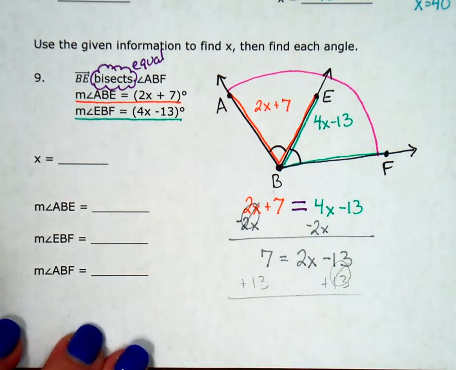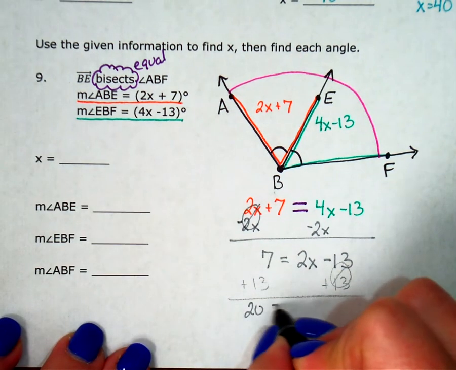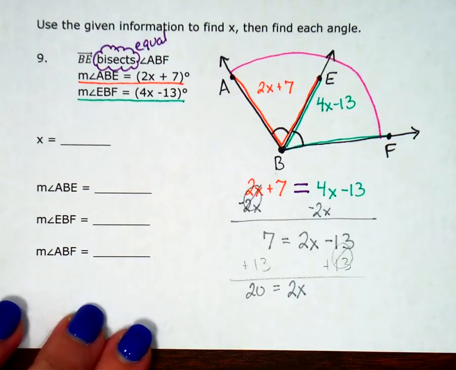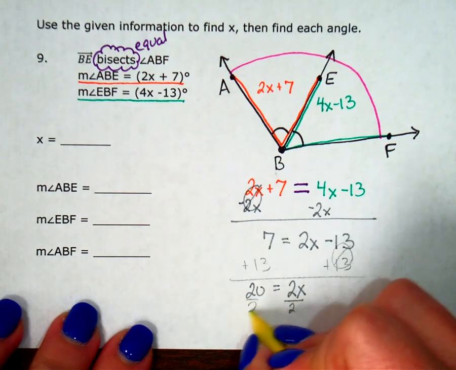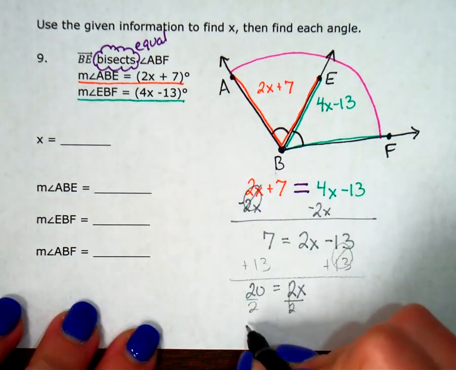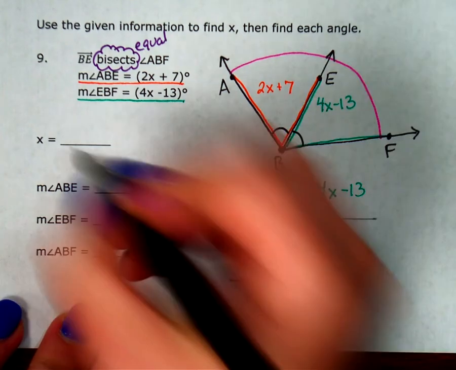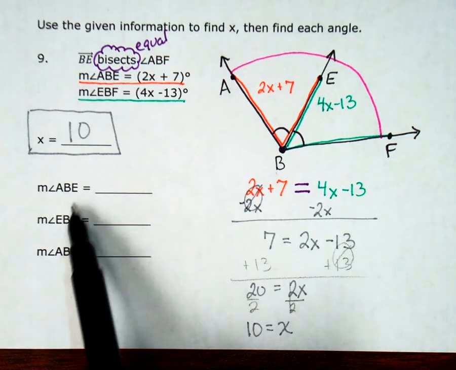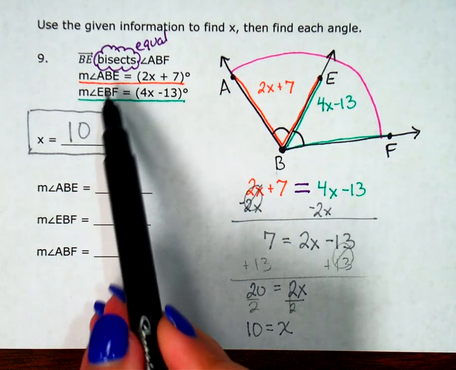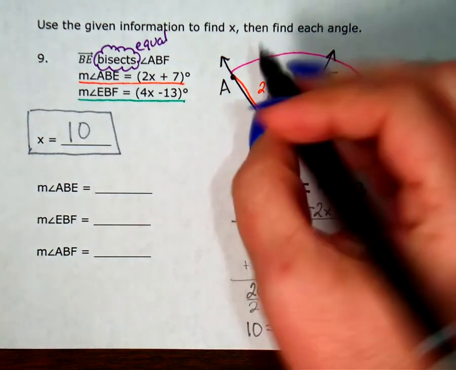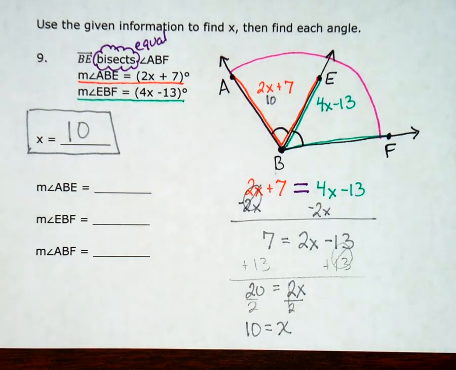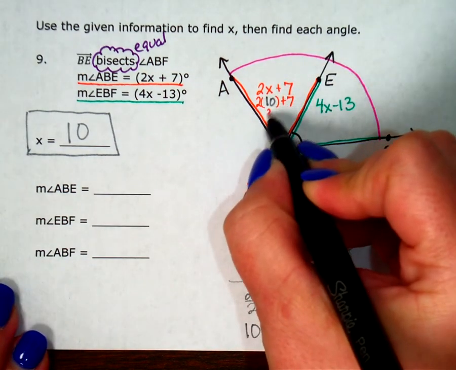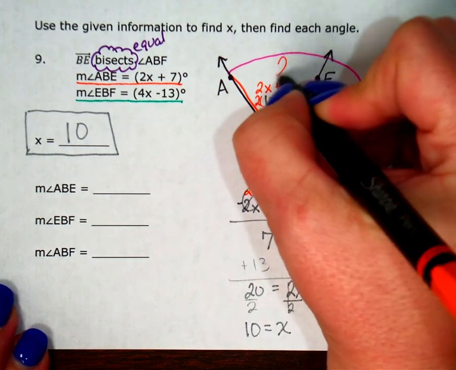which is going to leave me with 20 equals 2x plus 0, which is just 2x. Division property of equality, divide both sides by 2. And 10 equals x. Okay? It still wants me to find the measure of angle ABE. ABE is my orange angle. So I'm going to put a 10 in for x. So 2 times 10 plus 7. 2 times 10 is 20 plus 7. This angle is 27 degrees.